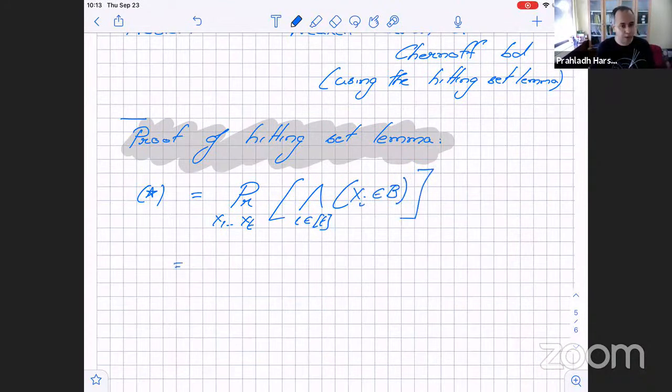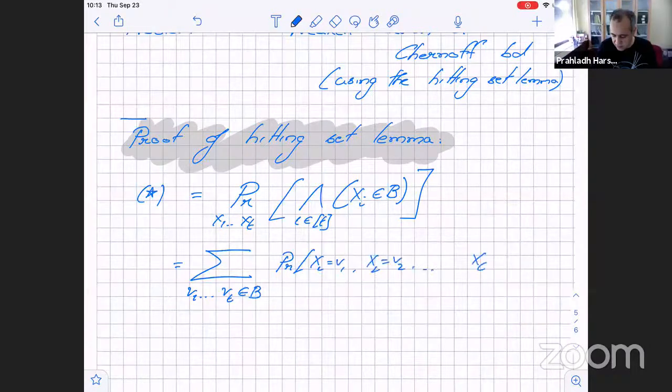Now I'm just going to open out this probability. So this is the summation over all possible values x1, x2, ..., xt can take. They can be t vertices. Let's go over all possible v1, v2, ..., vt, which are in B, and this is the probability that you start with x1 being v1, x2 being v2, ..., xt being vt. I've opened out the probability, writing it as a summation of |B|^t terms.